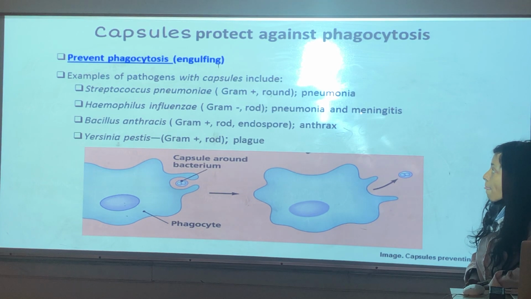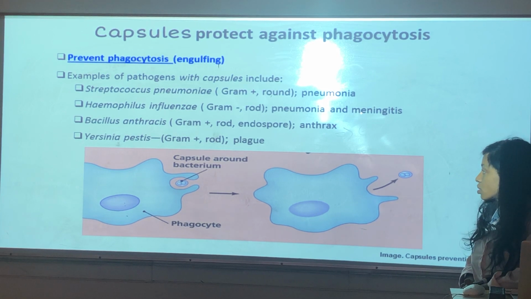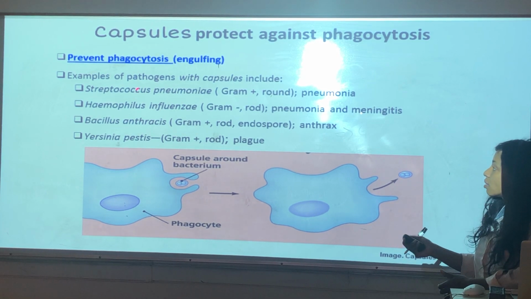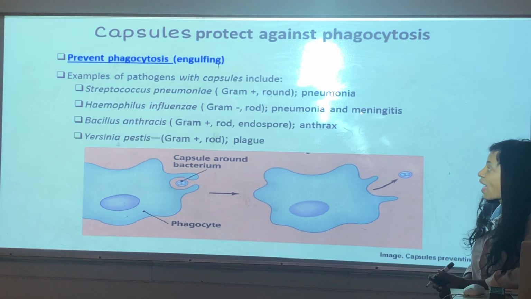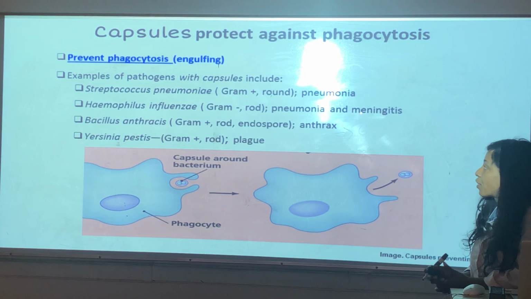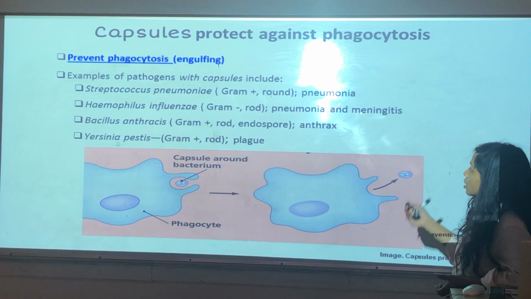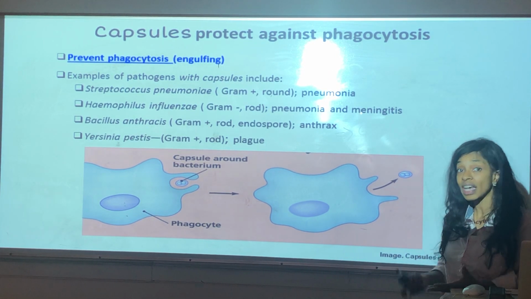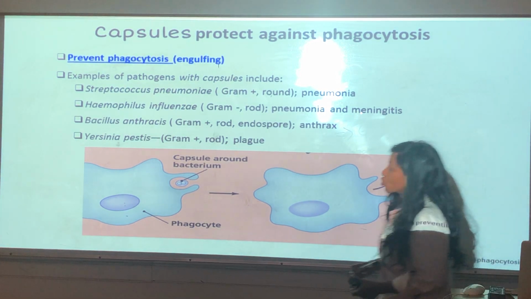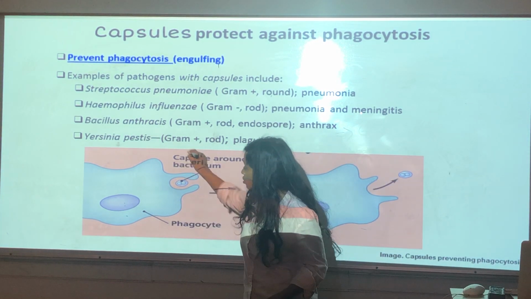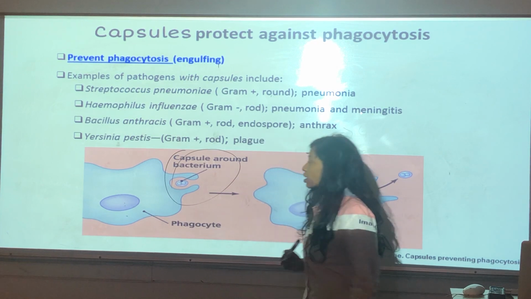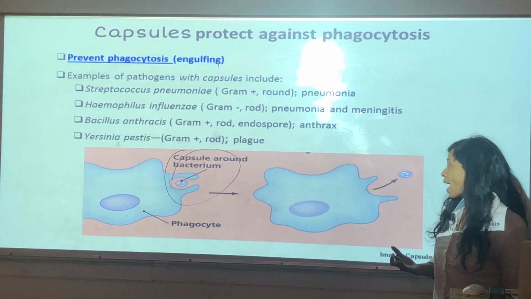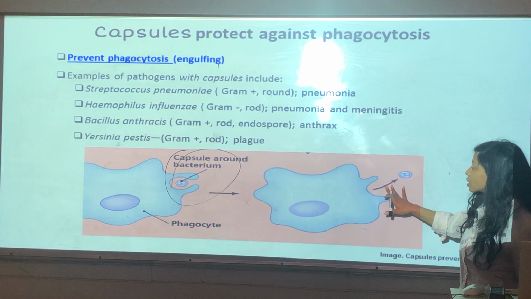So the capsule, although it can be used for attachment, it also protects many of the organisms against phagocytosis. There are several organisms, many of them pathogenic bacteria that are found here, and you can see the corresponding diseases. They use the capsule, and that helps them to be more successful in their invasion. So this phagocyte will try to eat it. Here we see the phagocyte trying to engulf the bacteria.